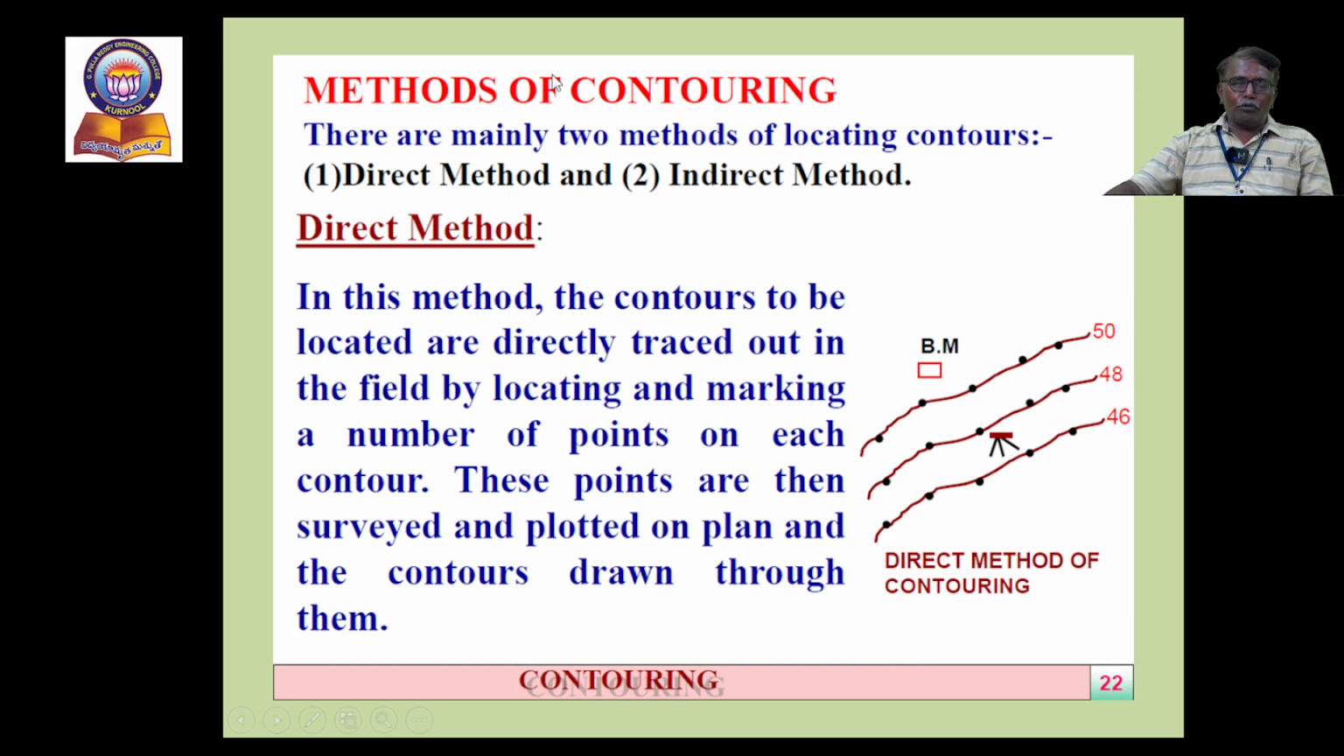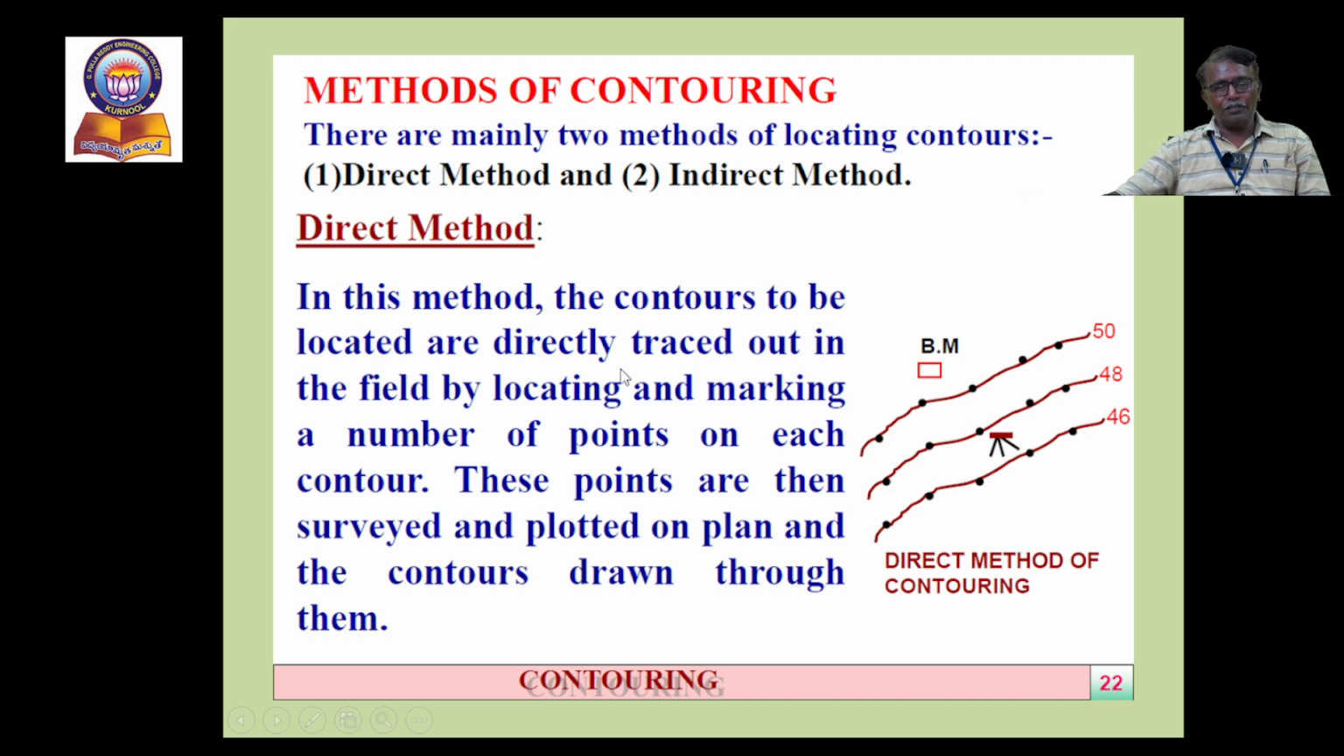Now we'll see how to trace the contours by different methods of contouring. There are mainly two methods of locating contours on the ground. One is the direct method, another is the indirect method. First of all, we'll study the direct method, and then we'll go for the indirect method. However, the indirect method is easier for doing work. However, we must know both methods.